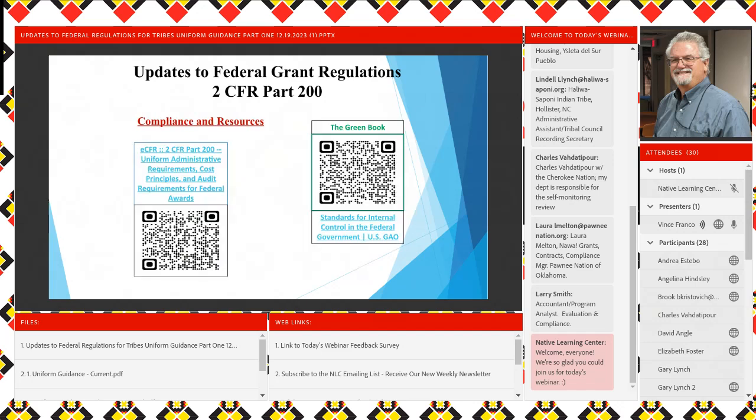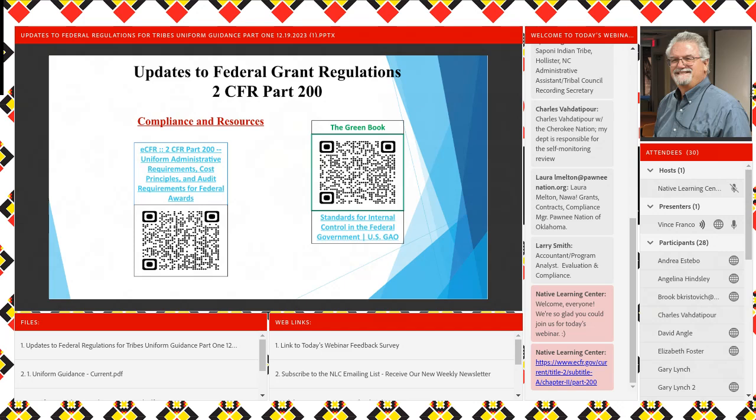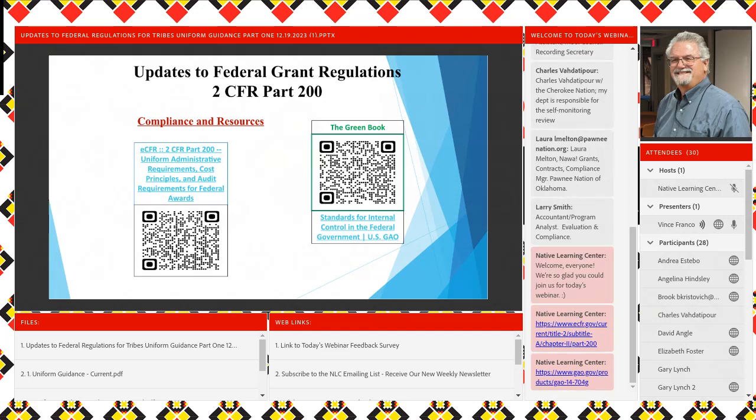A couple more QR codes here for your reference. I really like to use ecfr.gov as a site for looking for federal regulations. It's kind of the equivalent of the Federal Register, which is the government's go-to for updates to the federal regulations. But I like it because it's not laid out like the Federal Register, which looks like a microscopic newspaper. It's laid out more in a narrative format, so it's easier to read. It's the same information. ecfr.gov is the site. You can go there and look up any regulation.